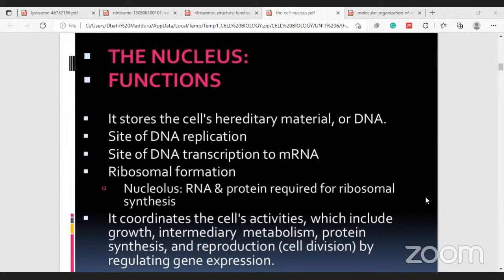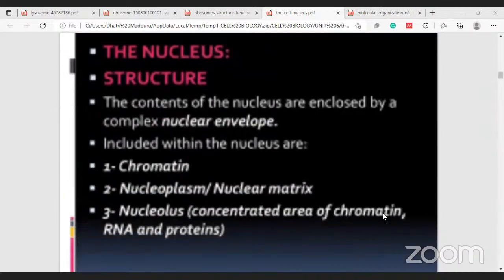It is the site of DNA replication, transcription to mRNA, and ribosomal formation. Ribosome formation takes place in the nucleolus, where the RNA and proteins required for ribosomal synthesis are present. It coordinates the cell's activities, which include growth, intermediary metabolism, protein synthesis, reproduction or cell division. So gene expression, everything is regulated by the nucleus.